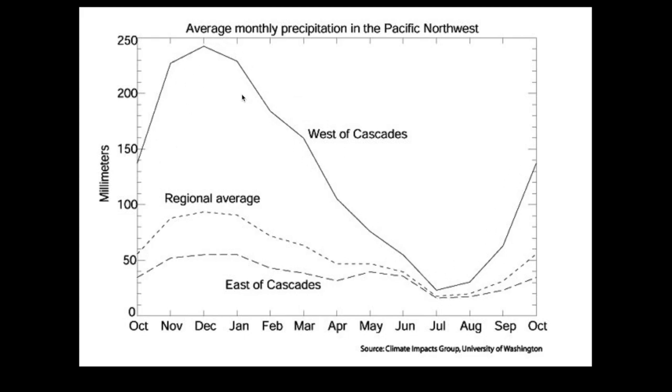But what about east of the Cascades? Here's east of the Cascades. You never get all this rainfall. And of course, it's dry in the summer there too. And the question then is, why not? Why don't they get a lot of rain on the other side of the Cascade Mountains?